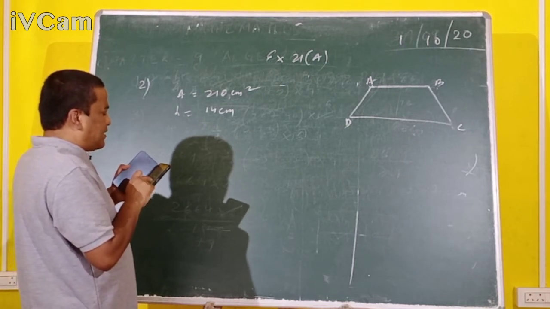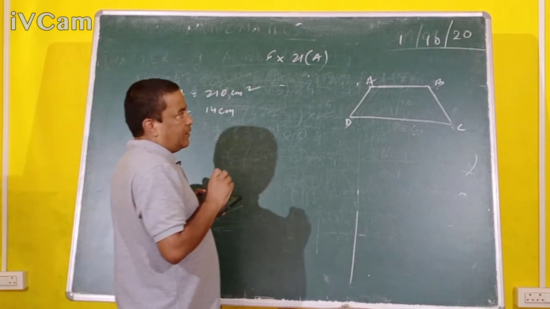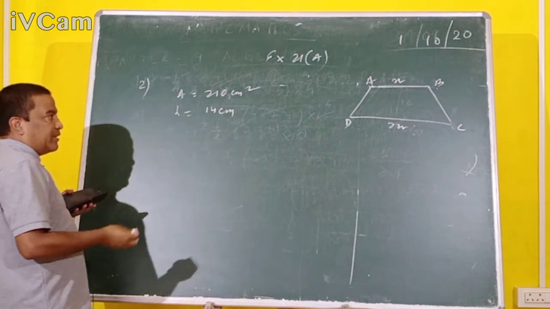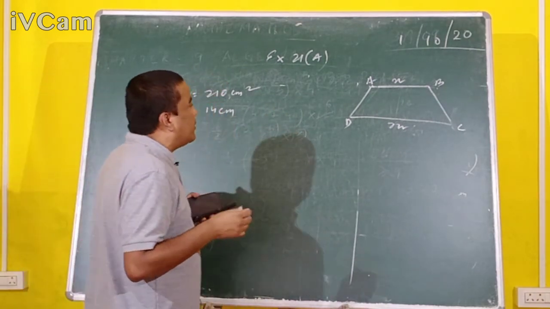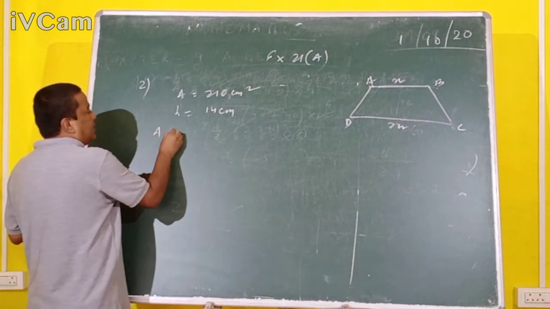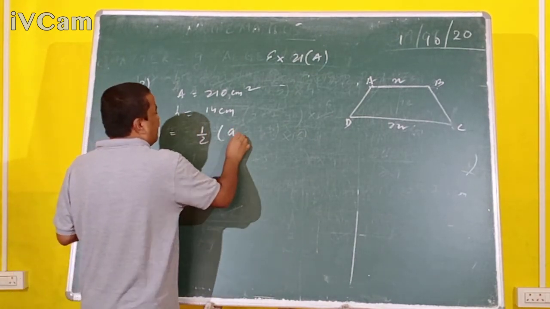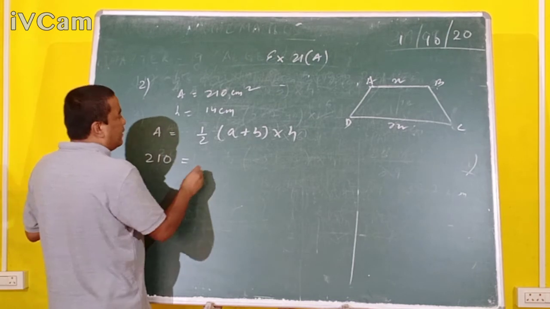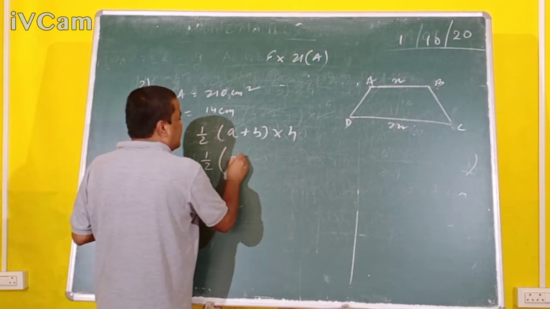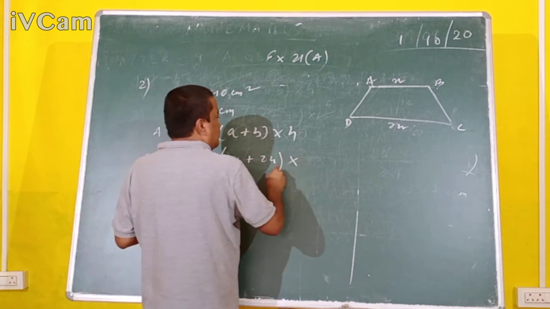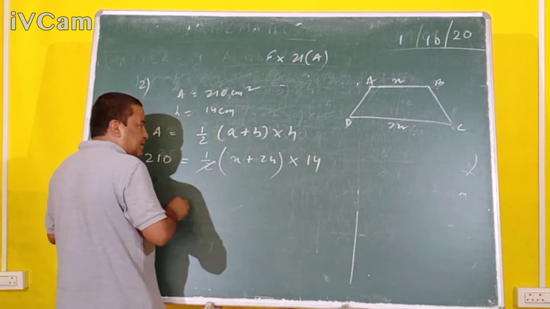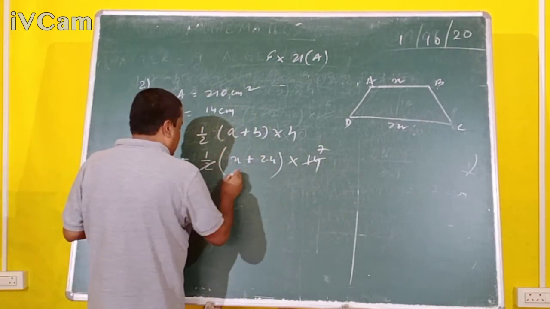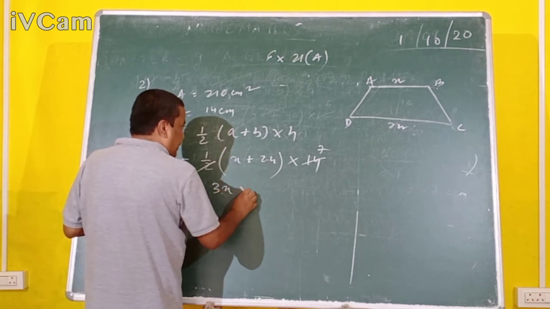If one of the parallel sides is double the other, it means what? If this is x, this is 2x. One side is double the other, so if AB is x, obviously CD will be double of x, which is 2x. Now apply the formula. Area equals half into (A plus B) into height. Now just put the values: 210 equals half into (x plus 2x) into 14. You can cancel this. 2 7s are 14. Now 210 equals (x plus 2x), 3x, into 7.